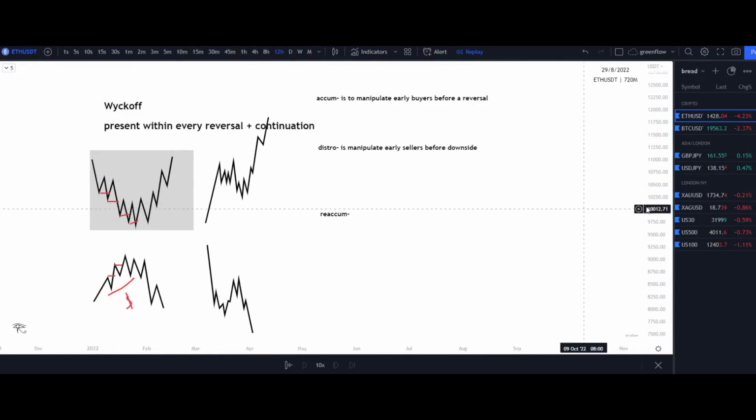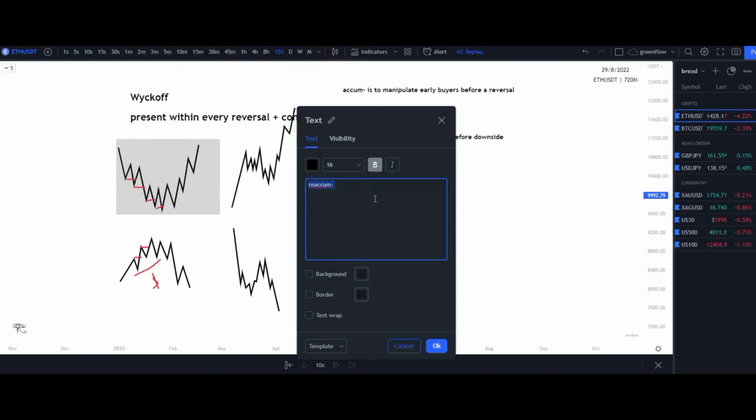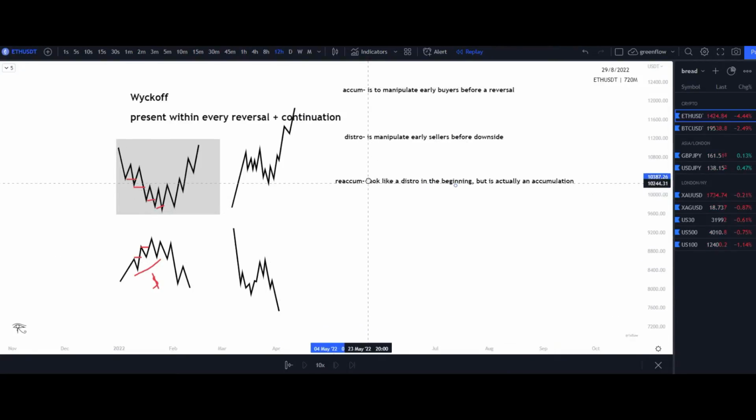But we're looking at this. We'll talk about the continuations now. For our reaccumulation, it is going to look like a distribution in the beginning, and then start to create an accumulation. So it'll go from a distribution to then accumulation. All right, so we have that drawn for the reaccum now.